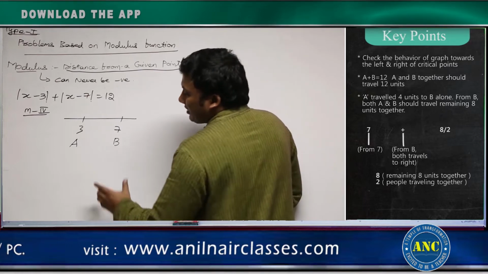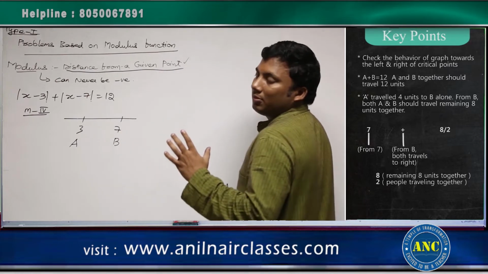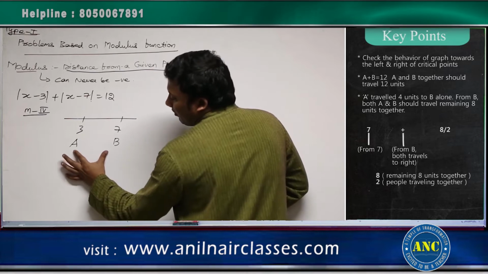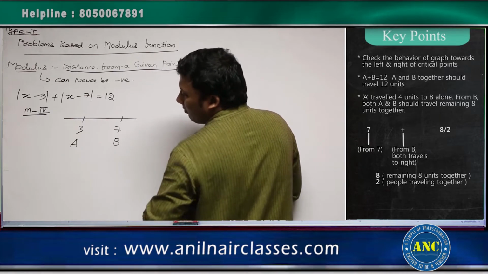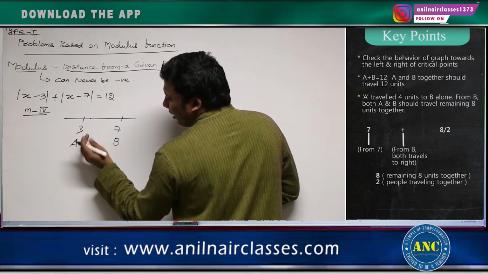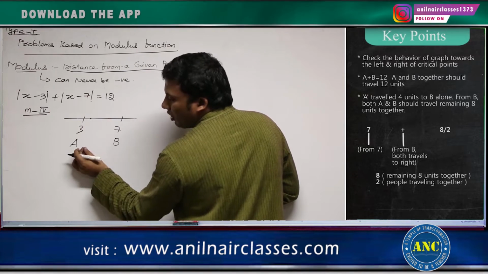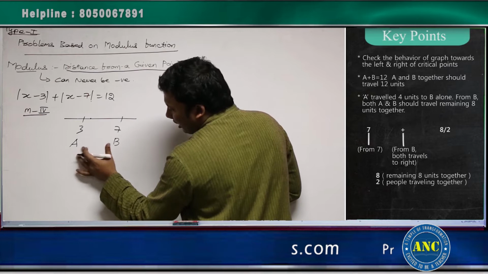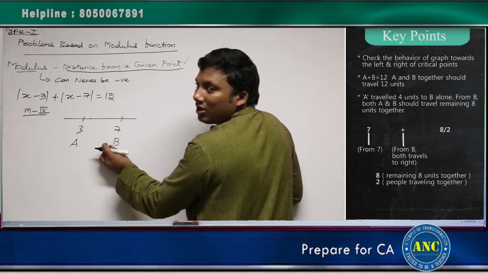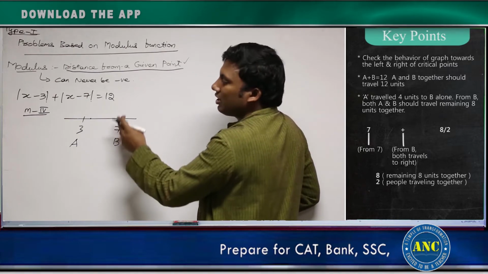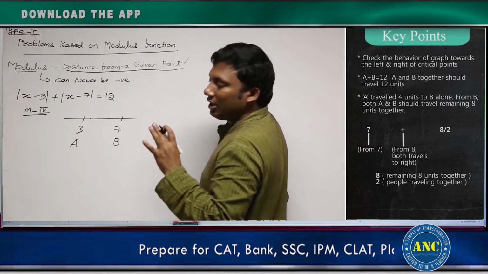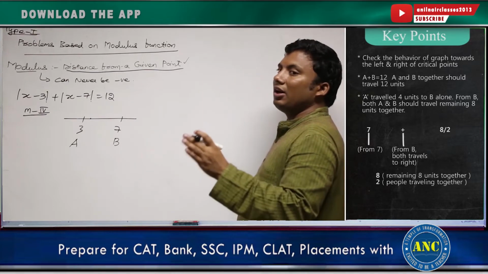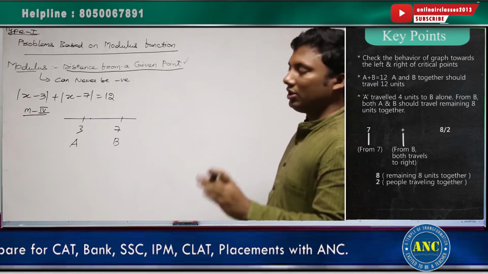Now, third case is not possible because if A and B travel in opposite direction and meet at any point, if they meet here, what is the total distance traveled? 4. If they meet this side, he comes this side, he comes this side, what is the total distance? 4. But what is the right hand side? 12. That means they cannot travel in opposite direction. So that is ruled out.